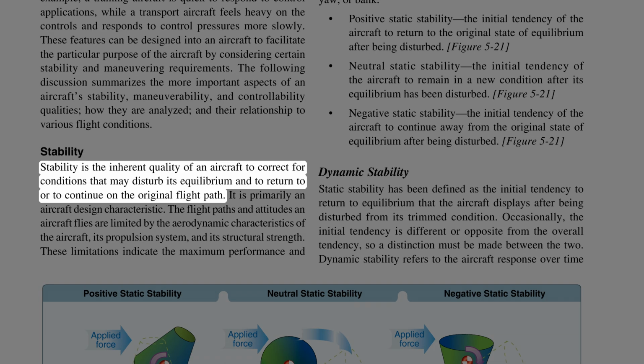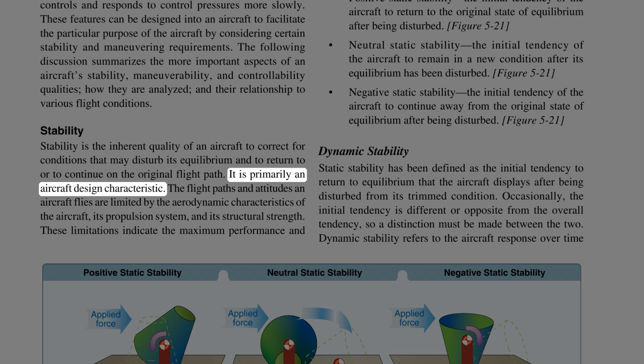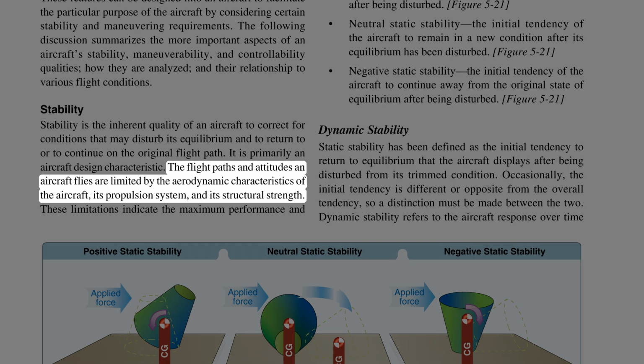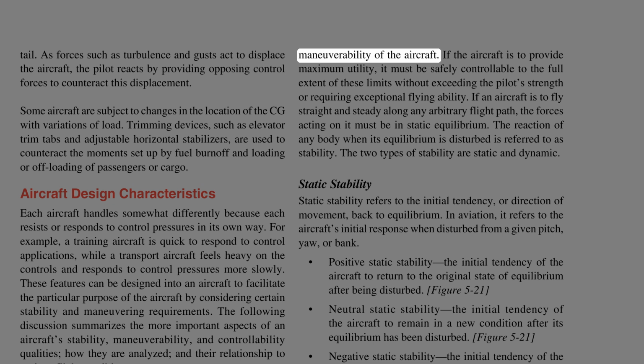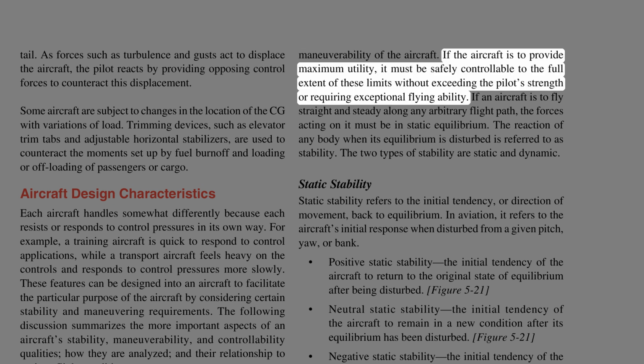Stability. Stability is the inherent quality of an aircraft to correct for conditions that may disturb its equilibrium and to return to or to continue on the original flight path. It is primarily an aircraft design characteristic. The flight paths and attitudes an aircraft flies are limited by the aerodynamic characteristics of the aircraft, its propulsion system, and its structural strength. These limitations indicate the maximum performance and maneuverability of the aircraft. If the aircraft is to provide maximum utility, it must be safely controllable to the full extent of these limits without exceeding the pilot's strength or requiring exceptional flying ability.